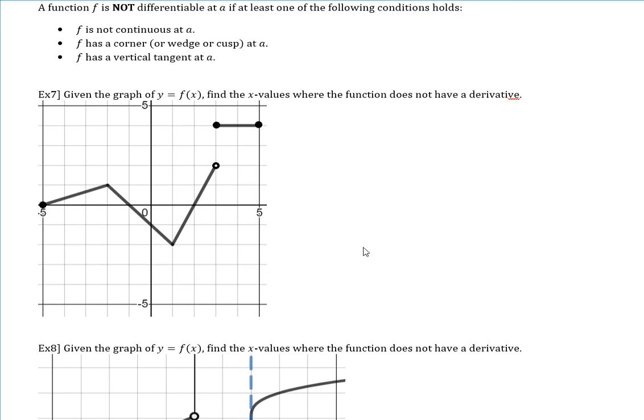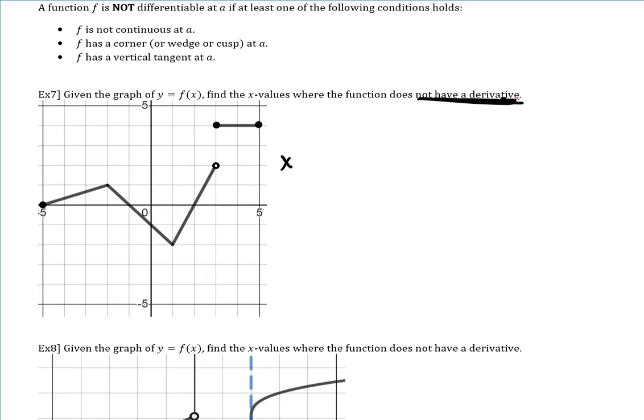Okay, so for instance, what's really nice about these is that they're quick. So in this example, it says, given the graph of y equals f of x, so our graph is already shown, find the x values where the function does not have a derivative, so no derivative. So it's where we have one of these three happening.